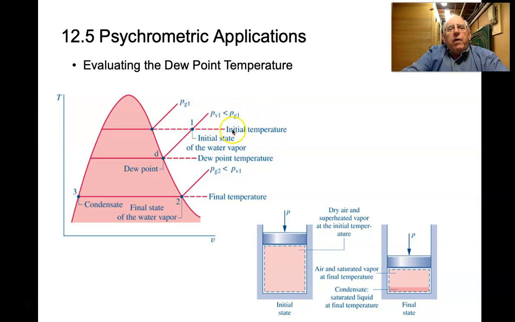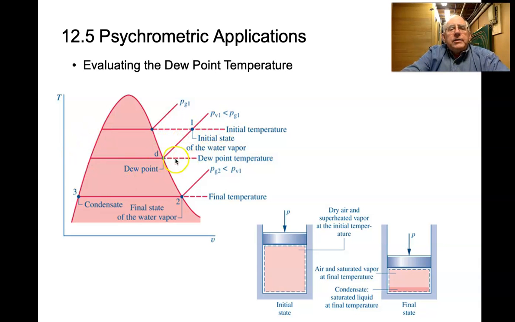With the reduction in temperature, the partial pressure stays the same, and eventually, as the temperature decreases, it follows this constant pressure line until it reaches the point right here, where that temperature corresponds to the saturation temperature associated with water at that pressure. And so that temperature would be the dew point for this mixture right here.